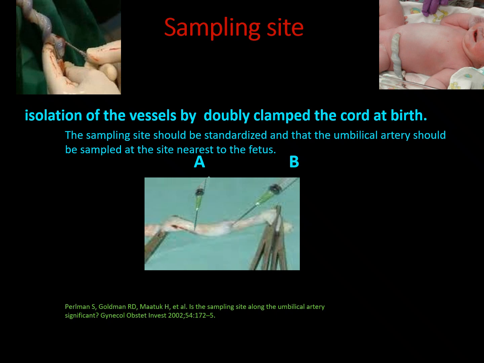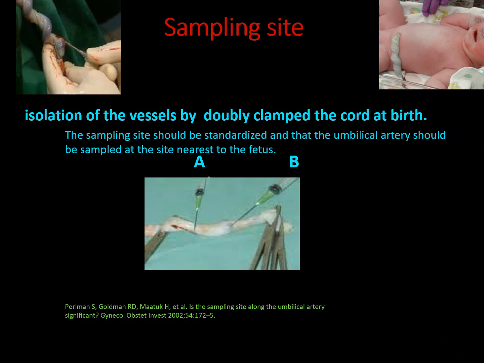When you look at this picture, which one is correct, A or B? B is the correct picture. Because if you go with A, the artery and vein are near to each other and you might penetrate from one vessel to another. But if you go at 45 degrees, it will increase the chance of sampling the artery and vein.